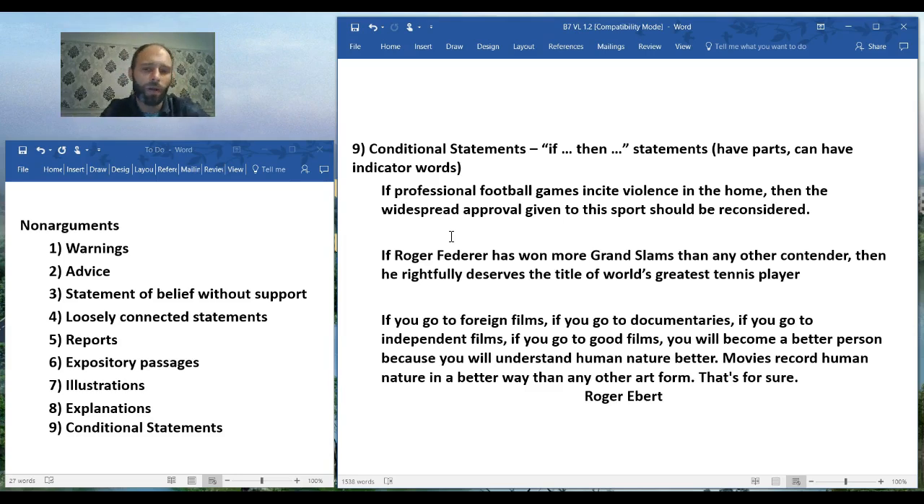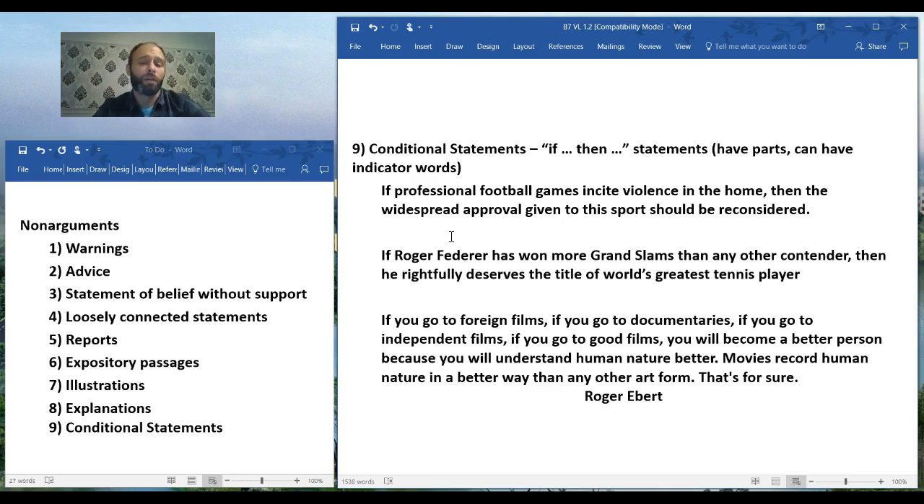Let's look at the second one. If Roger Federer has won more Grand Slams than any other contender, then he rightly deserves the title of world's greatest tennis player. Again, there is no claim that he has won more Grand Slams than any other contender, nor that he rightfully deserves the title of world's greatest tennis player, but if he had won them, then he would deserve the title.